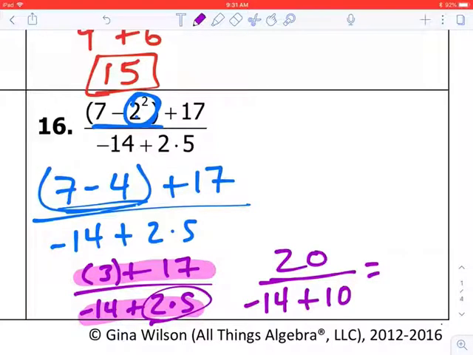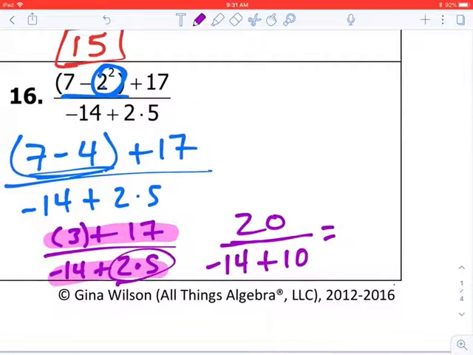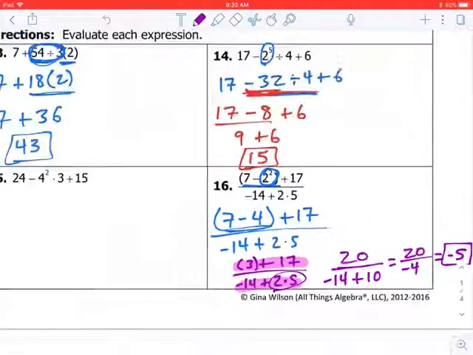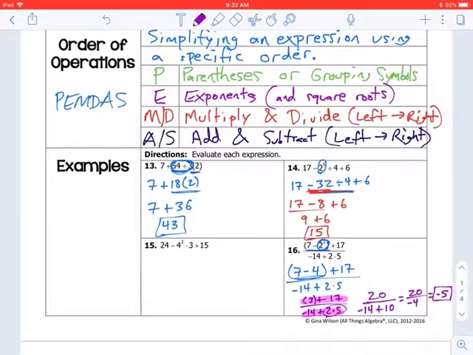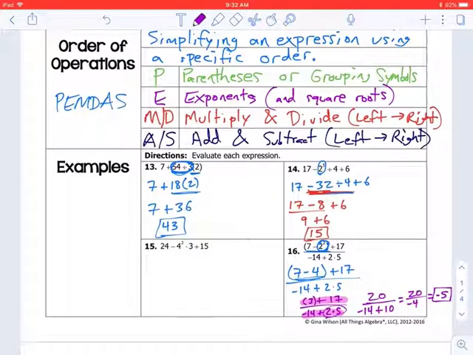Now we take care of the rest. So 20 stays the same. Negative 14 plus 10 is negative 4. And now we go ahead and divide. 20 divided by negative 4 is negative 5. And we're done. Okay, so that's PEMDAS for you.